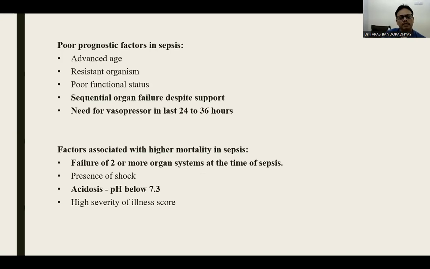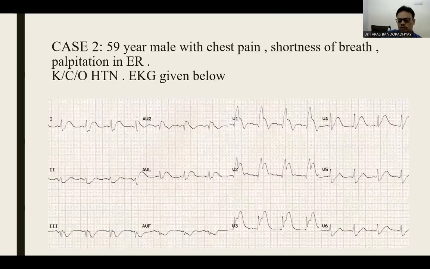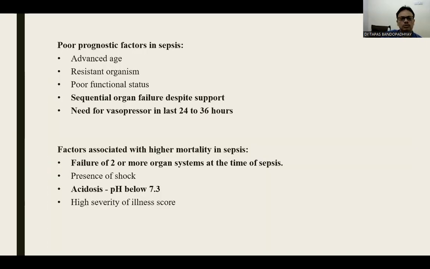There are many factors like advanced age, but two important things that you should keep in mind: sequential organ failure is one of the most important poor prognostic markers, and need for vasopressor in the last 24 or 36 hours is another important poor prognostic marker. Failure of 2 or more organ systems at the time of sepsis is associated with higher mortality. Then, other than the presence of shock, if there is severe acidosis, with pH below 7.3, and a high severity of illness score. These are the important factors that you should keep in mind.